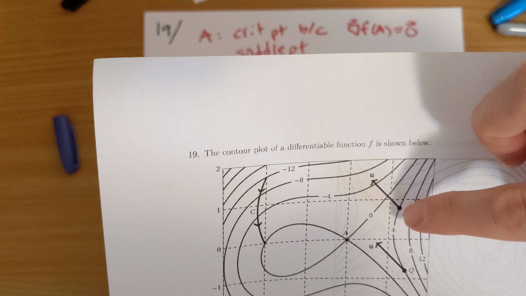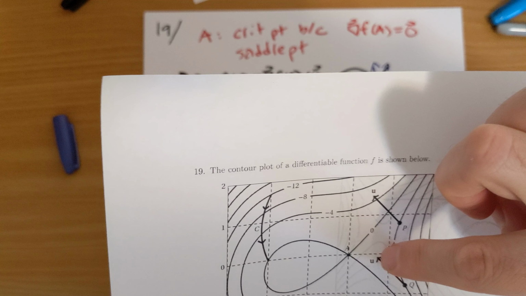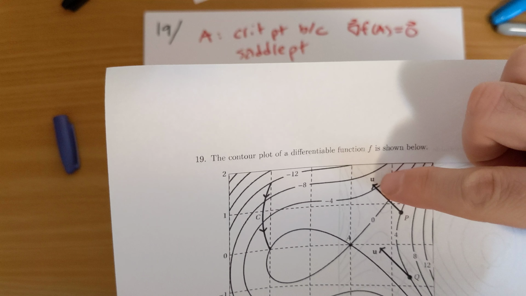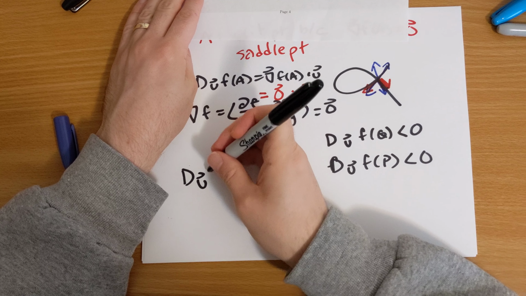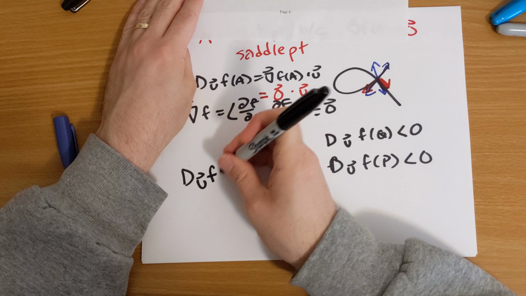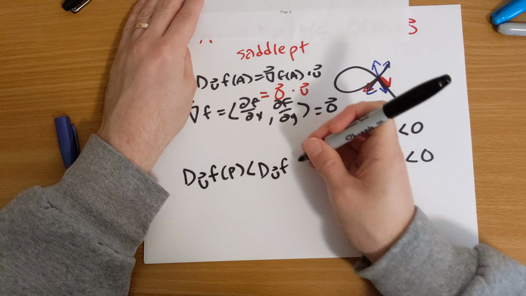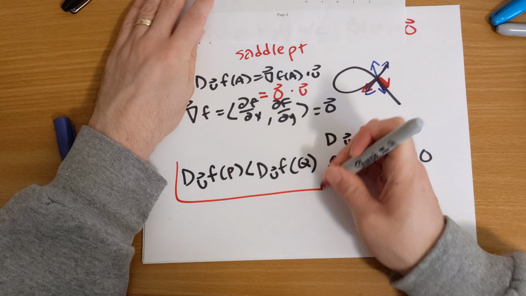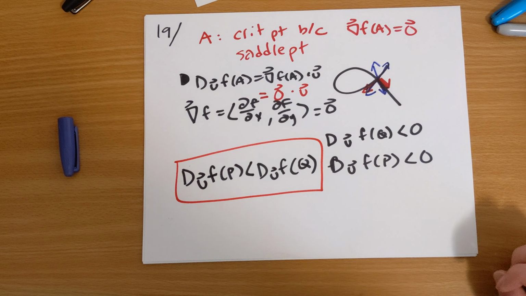Going from here to here, you drop from 4 to -4. Going from here to here, you drop from 4 to, let's say, 2 or something like that. So the rate of change is more negative here at P. And so we use that to conclude the directional derivative in the direction of u of f at P is smaller, more negative, than the directional derivative in the direction of u of f at q. So that is our final answer to part B here.